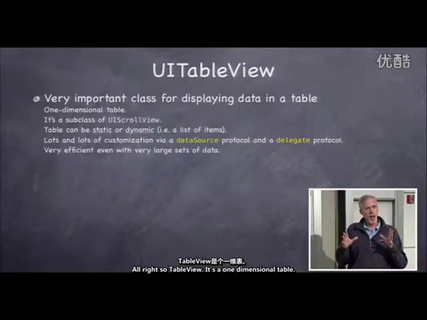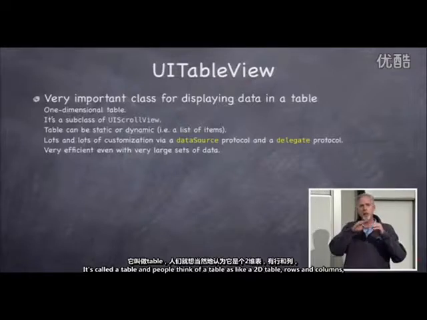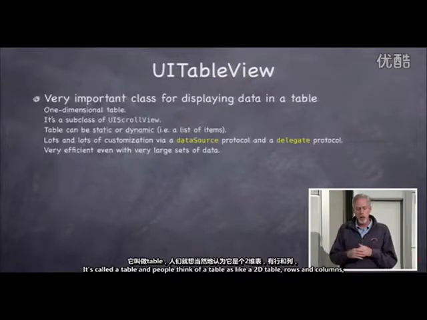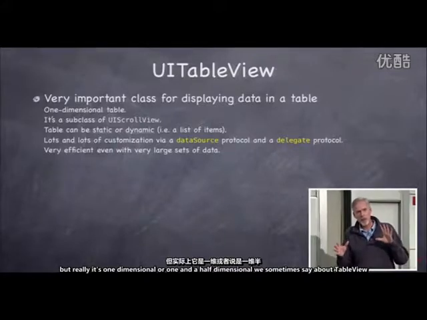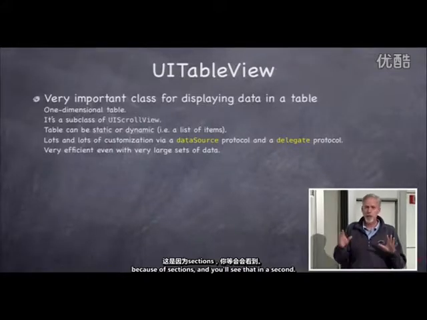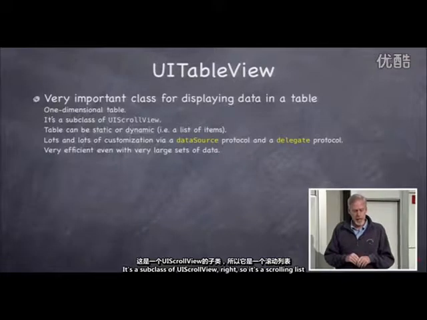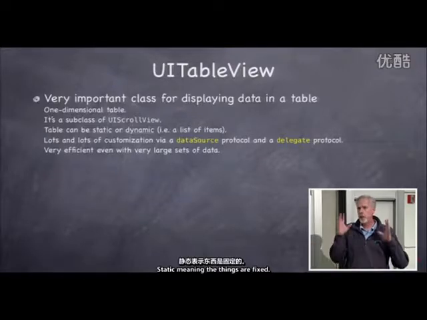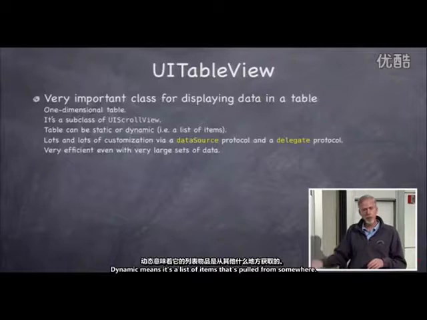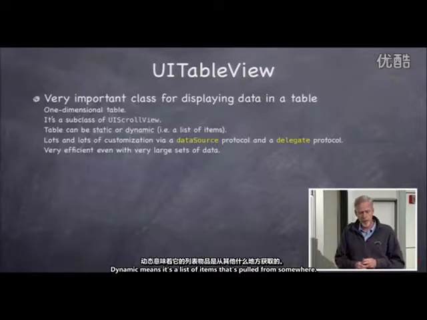It's a one-dimensional table. It's called a table, and people think of a table as like a 2D table, rows and columns. But really, it's one-dimensional or 1.5 dimensional. We sometimes say that about table view because of sections, and you'll see that in a second. It's a subclass of UIScrollView, right? So it's a scrolling list. And it can be static or dynamic. Static meaning the thing's fixed. Dynamic means it's a list of items that's pulled from somewhere.